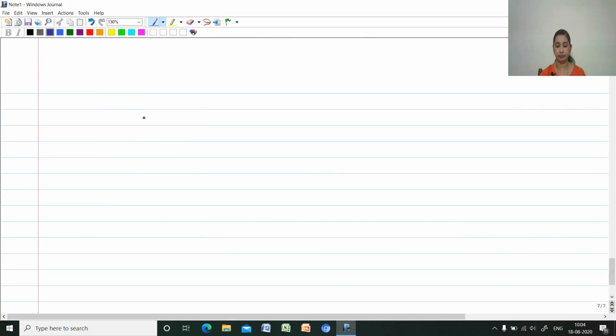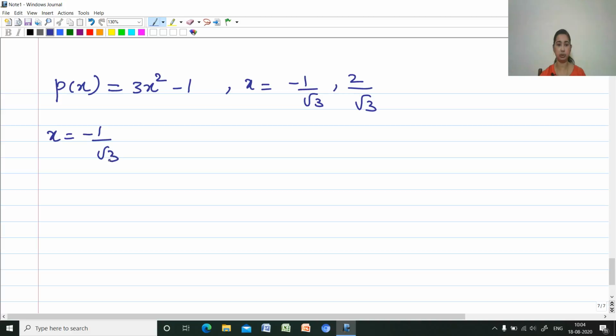Then moving on to another question. That is question number 7, the third sub-question. P of x is equal to 3x square minus 1 and x is equal to minus 1 by root 3 comma 2 by root 3. So we have to check x equal to minus 1 by root 3 and x is equal to 2 by root 3 also. So first I am substituting x equal to minus 1 by root 3.